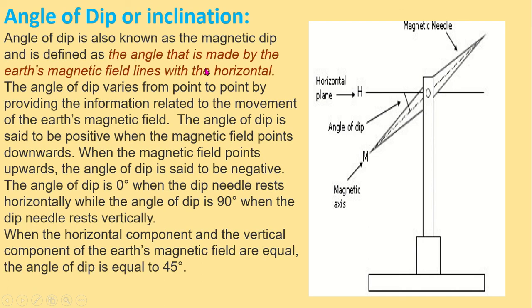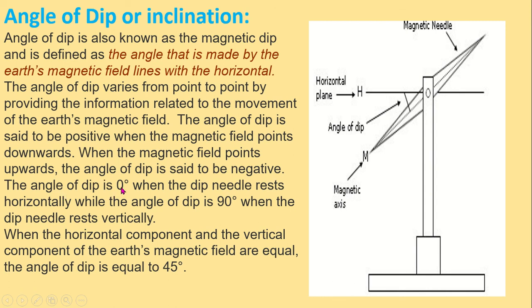So the definition of angle of dip or inclination is what? Angle of dip is also known as the magnetic dip and is defined as the angle that is made by the Earth's magnetic field lines with the horizontal. The angle of dip varies from point to point, providing information related to the movement of the Earth's magnetic field. The angle of dip is said to be positive when the magnetic field points downwards. When the magnetic field points upward, the angle of dip is said to be negative.